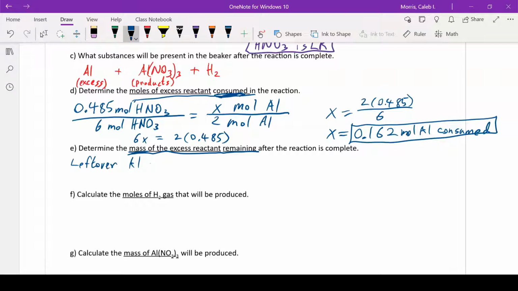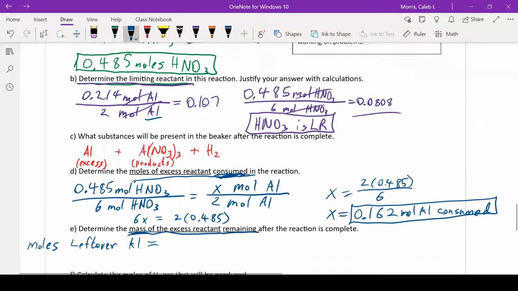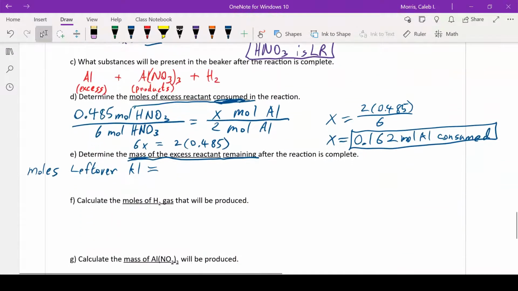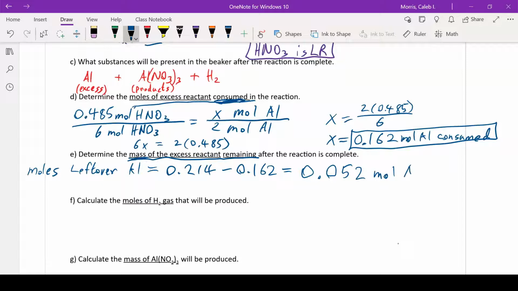Okay, so I'm actually going to find first moles of leftover aluminum. It's just the way that I think is the easiest to do this. 0.214 minus 0.162. When I do that, I get 0.052 moles of aluminum that remain. Pay attention though, I asked for the mass. I'm asked for the mass that remains. So I do have one more step.